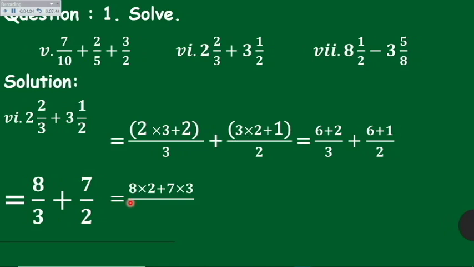Multiply the denominator of the second fraction with the numerator of the first fraction, 8 multiplied by 2, and then put the sign between them. Here the sign is plus, so I have written plus. Then multiply the numerator of the second fraction with the denominator of the first fraction, 7 multiplied by 3. 8 twos are 16, 7 threes are 21. Then multiply the denominators of both fractions, 3 twos are 6.